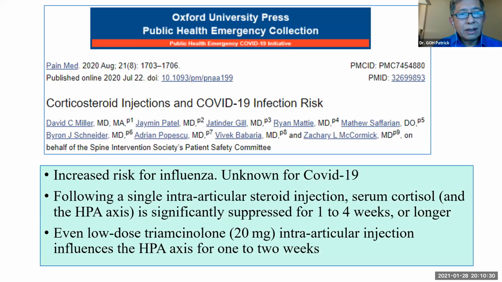Right? Here's another one, which is a bit more topical. Does corticosteroid increase the risk of COVID-19? We know that a corticosteroid may increase the risk for influenza, but at the point of this, when it was written in August, published in August last year, it's unknown for COVID-19. But the speculation is that the serum cortisol is significantly suppressed for 1 to 4 weeks, and this could have an impact on immunity. So I think we need to exercise a little bit of caution with corticosteroids, a little more than usual in the pandemic times.